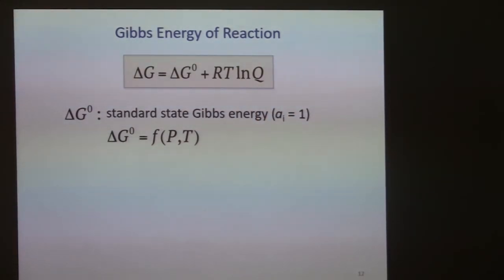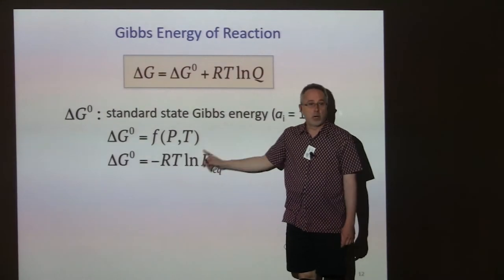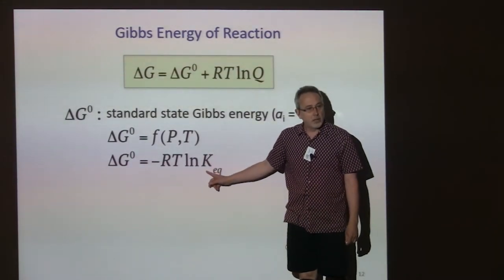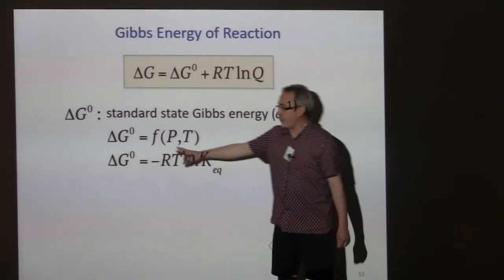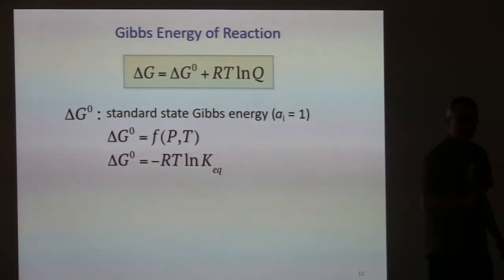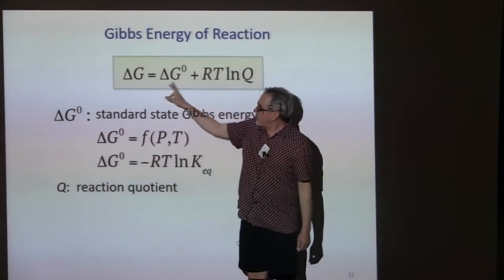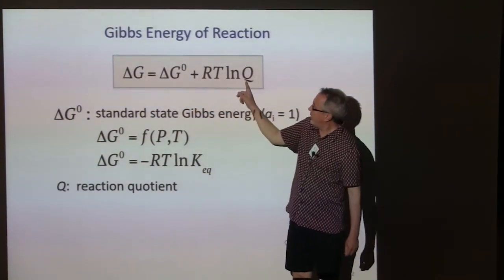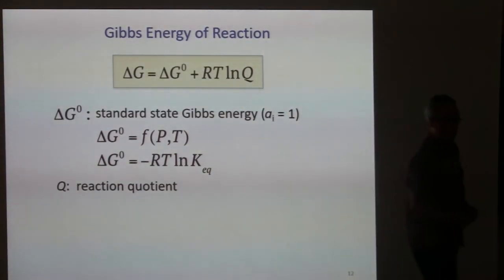Now, there's another important equation in chemical thermodynamics, which directly relates the standard state Gibbs energy of a reaction to the equilibrium constant of that reaction. So what does an equilibrium constant depend on? It can only depend on pressure and temperature. A true thermodynamic equilibrium constant only depends on pressure and temperature. It does not depend on the chemical composition of the system. Where the chemical composition of the system comes in is through this Q. You also have a dependence on temperature here. All the chemical conditions go into the Q. That's why we call it the reaction quotient.